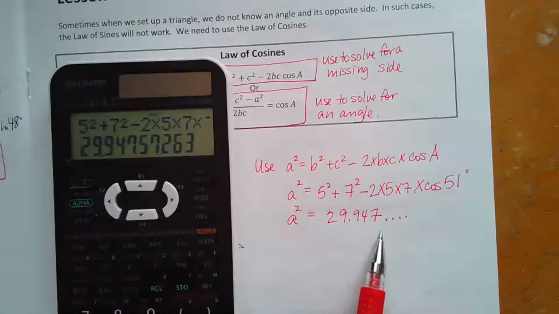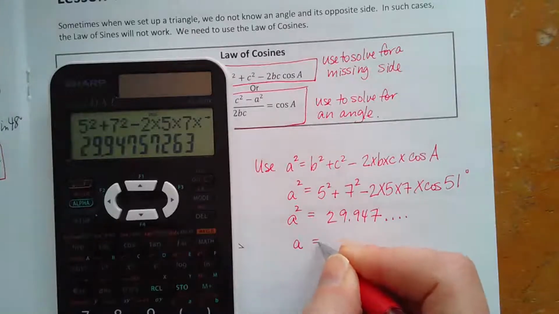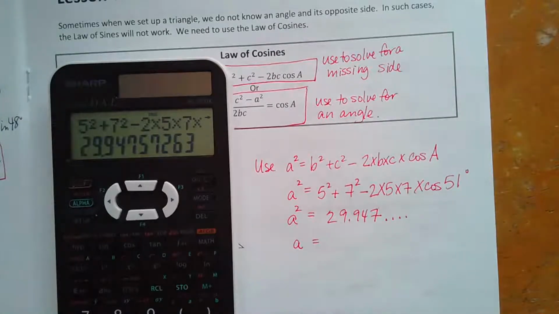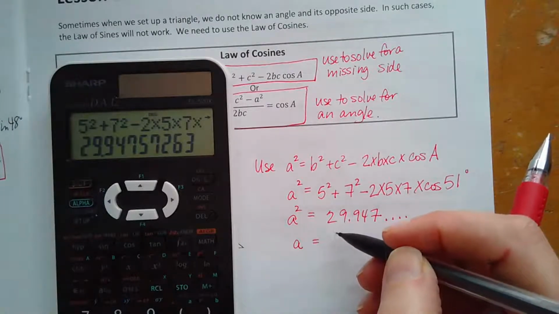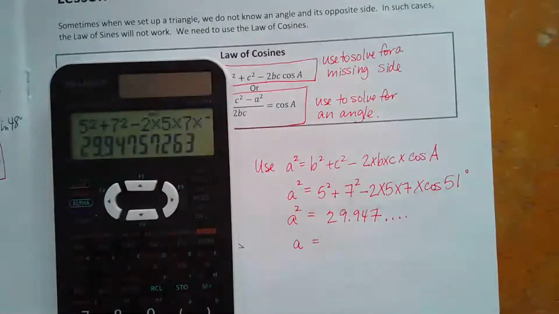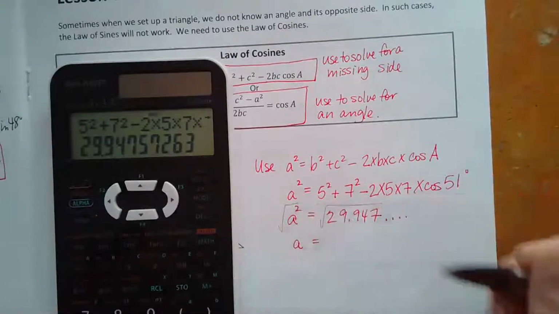I'm going to use my calculator because I really want A. Remember how to find A? I don't know if you remember this from the Pythagorean. To find A, I want to square root these. I have to square root everything.